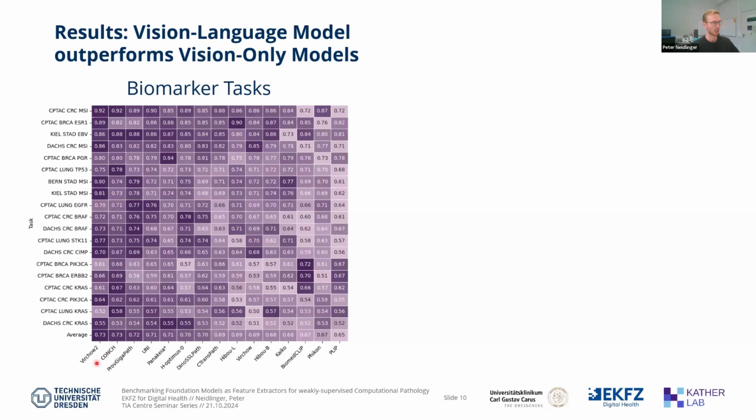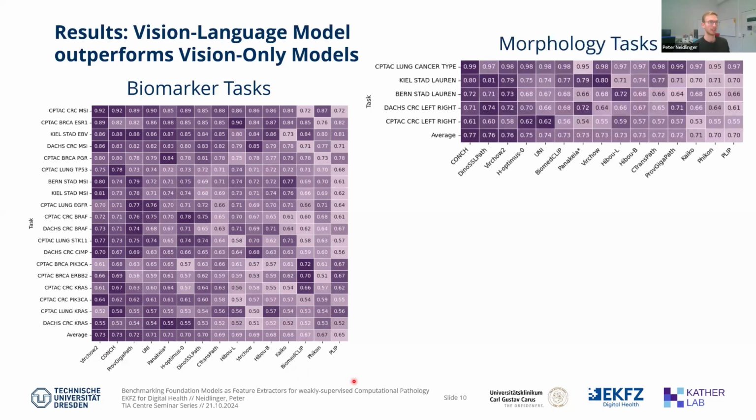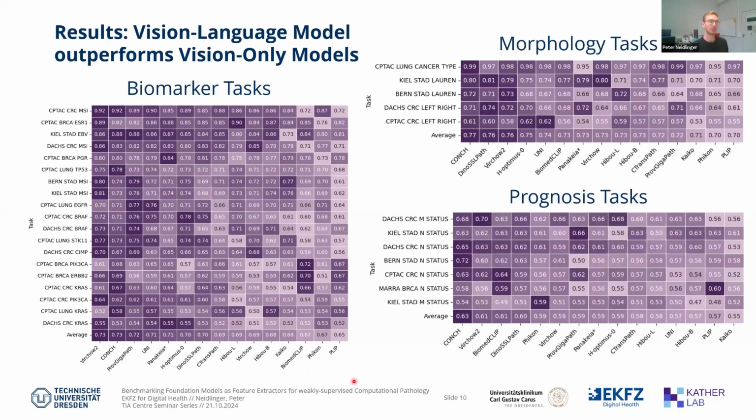So CONCH here performs very well, whereas CLIP and BioMedCLIP, which are also vision language models, are not so good. And if we look at the other two task categories, so morphology tasks and prognosis tasks, it's pretty similar. So CONCH and BHF2 are pretty good again. If you look at the average across all tasks, CONCH is actually a bit better than BHF2.